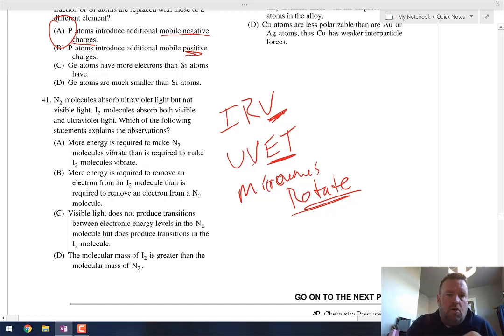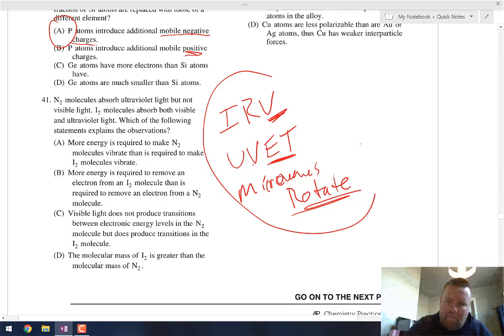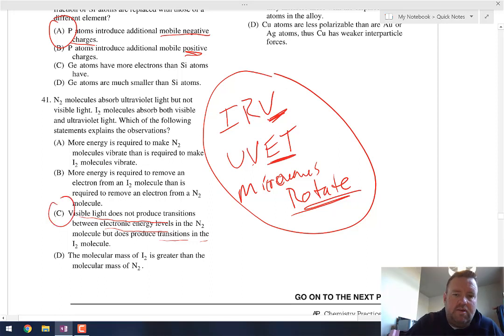Okay, so it talks about nitrogen molecules absorbing ultraviolet light but not visible light. I2 molecules absorb both visible and ultraviolet light. Which of the following statements explain the observations? Again, think about how to combine those together to get the correct answer. Visible light does not produce transitions between electronic energy levels in nitrogen, but does produce transitions in the I2 molecule. Okay, so that is our correct response there.